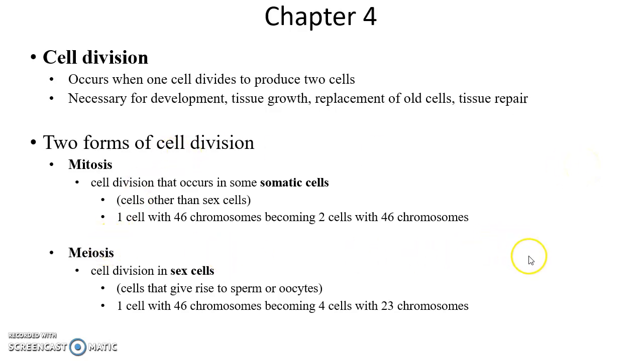Meiosis, on the other hand, is a process where you produce sex cells, sperm or oocytes. This time you start with one cell with 46 chromosomes, and it becomes four cells with 23 chromosomes each, and these four cells are genetically distinct from the original parent cell.